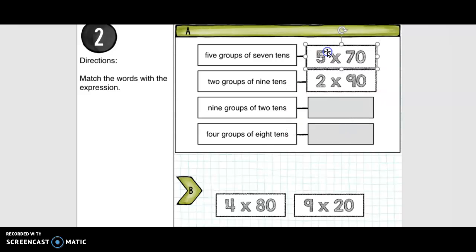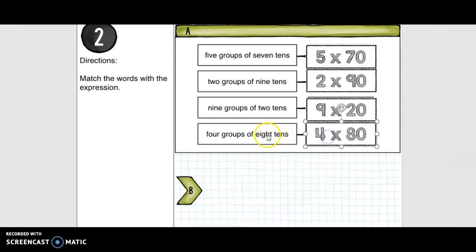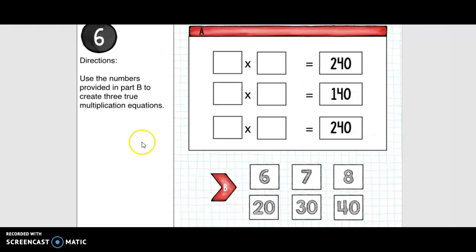Whoops, that went up there. 9 groups of 2 tens. So here's 9. 2 tens, that would be 20. 4 groups of 8 tens. So here's 4 groups. 8 tens is the same as 80. I'd like you to pause the video and figure out the solutions to A using the numbers from B.